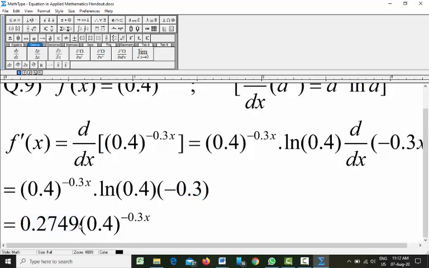And remember, this one cannot be multiplied by this 0.4, because this 0.4 is not available for operation. This 0.4 is locked by this power, so we cannot multiply these with this 0.4 inside. So that's the answer.